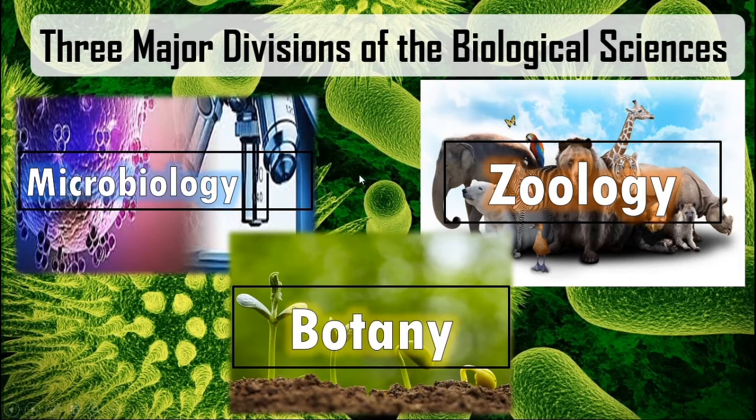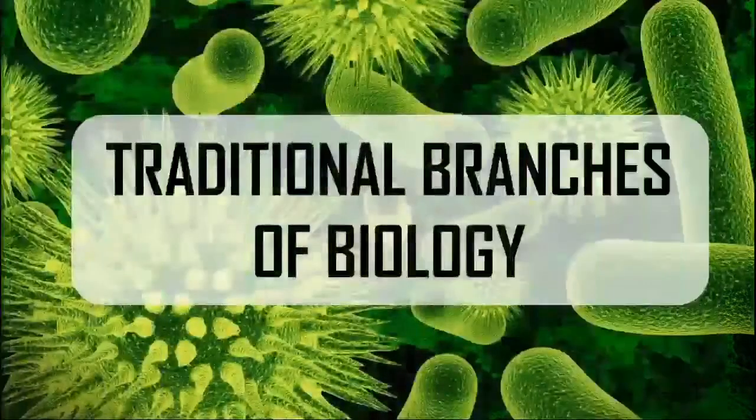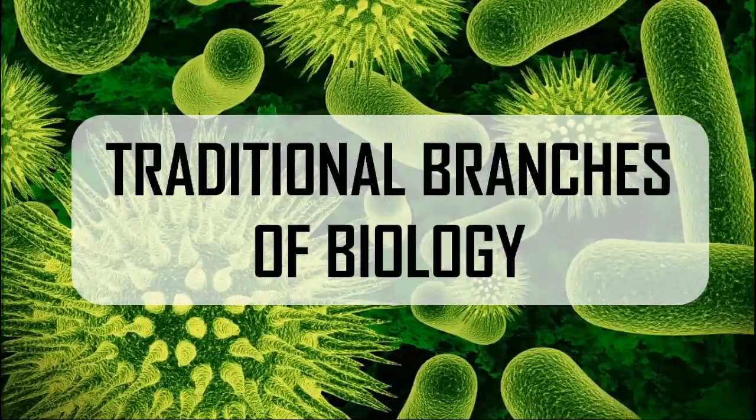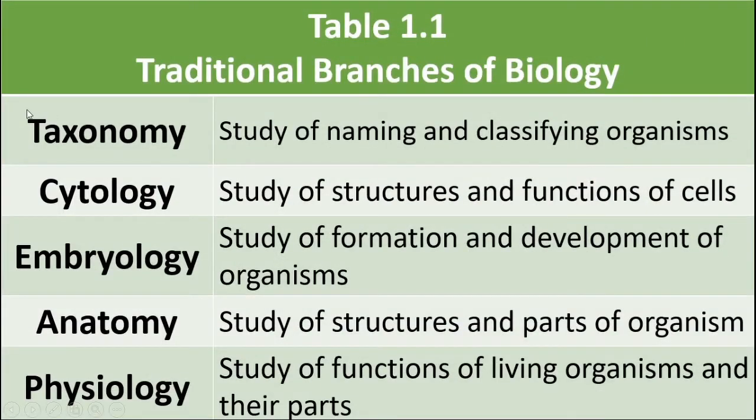And these three, the microbiology, zoology, and botany, may be further subdivided into specialized branches that often correlate or overlap with one another, and that is called the traditional branches of biology. And we have the first one, okay, Table 1-1 shows the different traditional branches of biology or biological sciences.